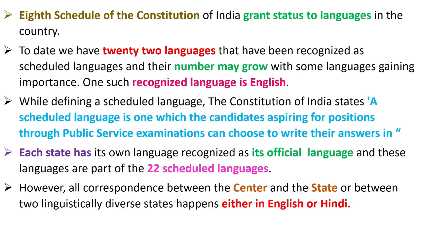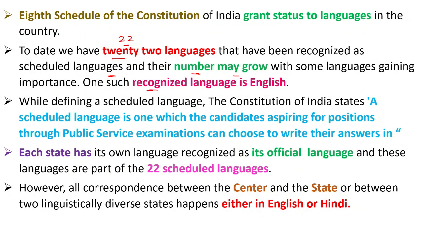The 8th Schedule of the Constitution of India grants status to languages in the country. So in our Constitution, the 8th Schedule is granting the status to the languages. So how many languages have they given the grant? To date, we have 22 languages. These 22 languages have been recognized as scheduled languages and their number may grow. Yes, gradually this number may grow as some languages gain importance.